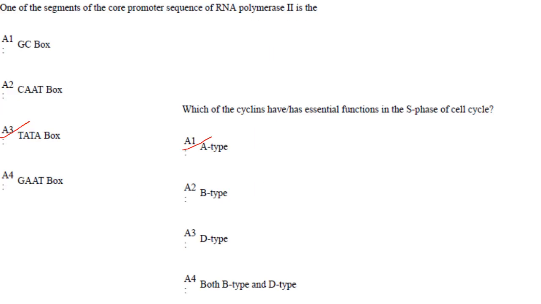Then next one. One of the segments of the core promoter sequence of RNA polymerase II is the... So it is the TATA box. Answer is option 3. Then next one. Which of the cyclins have or has essential function in the S phase of the cell cycle? It is A type. Answer is option 1.